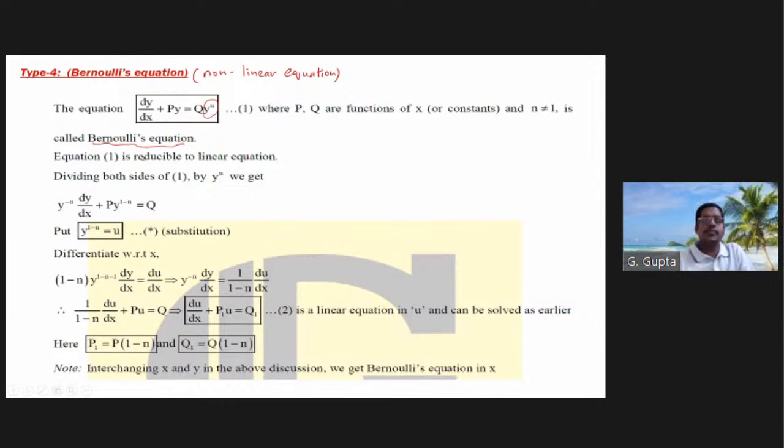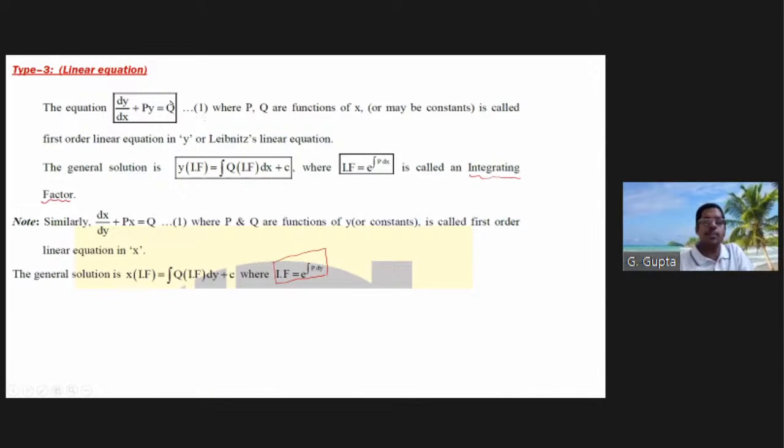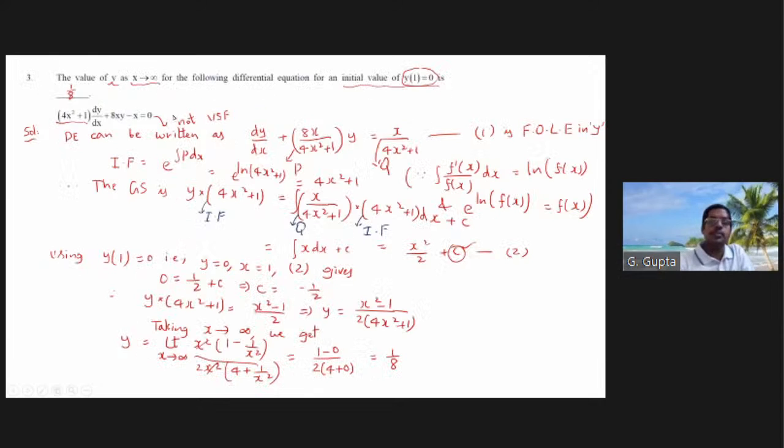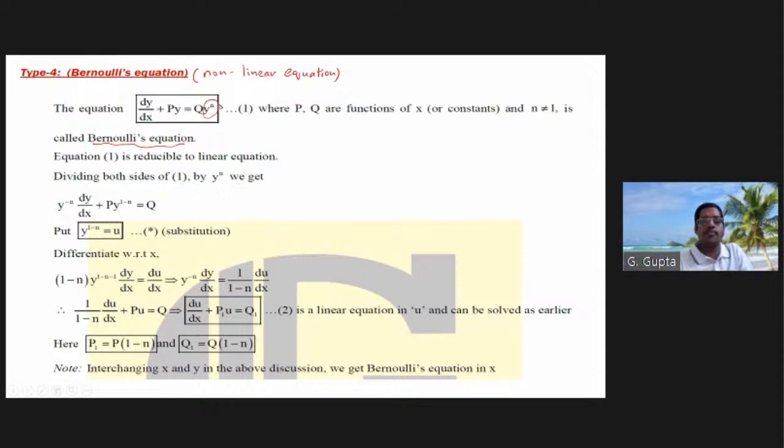This equation 1 is reducible to a linear equation. How? Dividing both sides by y power n. Why? Because the right side of the previous linear equation is Q only. So after dividing both sides by y power n, the first term dy by dx now becomes 1 by y power n dy by dx, which is nothing but y power minus n dy by dx, plus p into y by y power n can be written as y power 1 minus n, because a power m by a power n is a to the power m minus n, is equal to the right side Q. Now the right side Q of the linear equation, left side p into y power 1. So instead of y power n, we have y power 1 minus n.